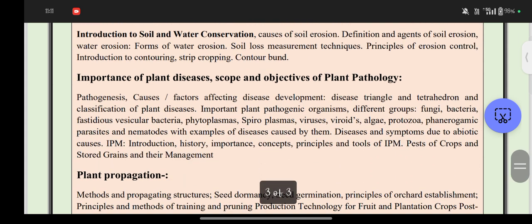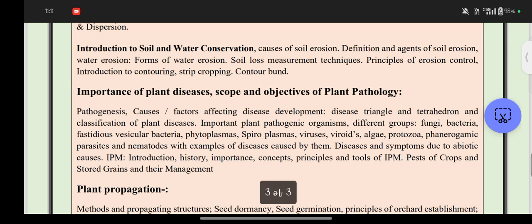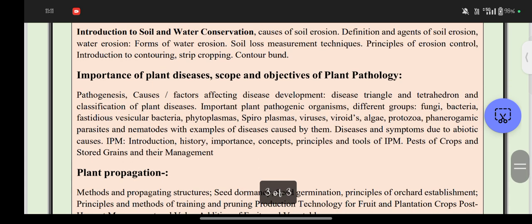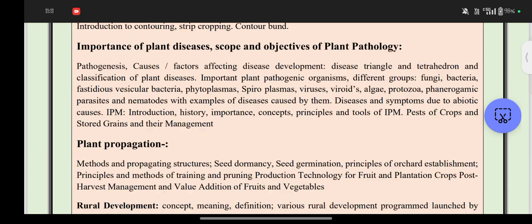Next, introduction to soil and water conservation. In this, you need to study causes of soil erosion, definition and agents of soil erosion, water erosion, forms of water erosion, soil loss measurement, techniques and principles of erosion control, and introduction to contouring, strip cropping and contour bund. These are the topics you need to study in introduction to soil and water conservation.